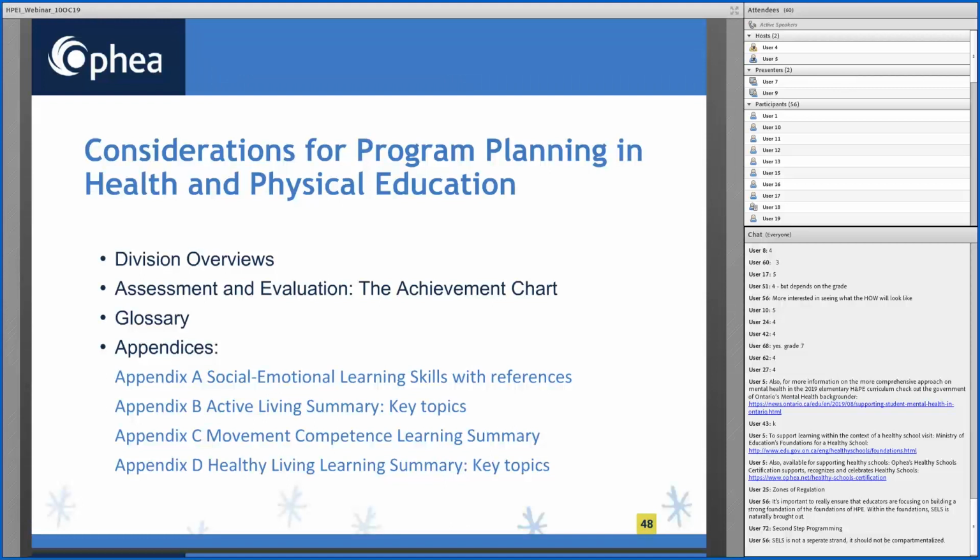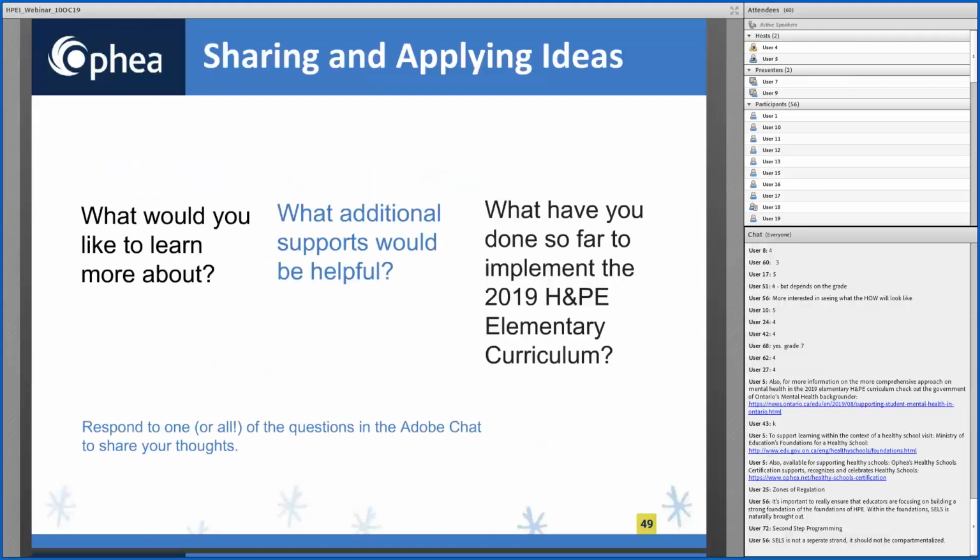Also some updates to the appendices, so the various references within the appendices that are starting on page 291 can be very valuable to teachers. So Appendix A, B, C, and D, you can see there. So I would encourage you to take a look at page 291, as well as page 52 of the curriculum document, to be able to see some of those considerations for planning and what's available to you in terms of resources.